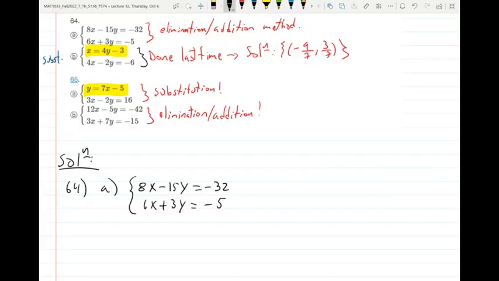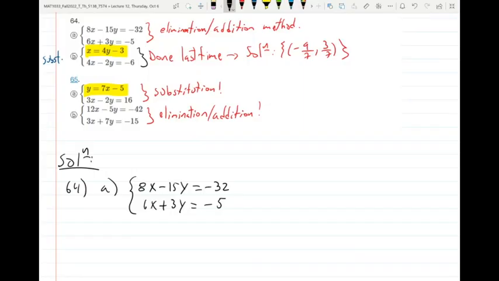In a case like this, for example, it's really easy to eliminate the y. Why? Because notice that here you have a -15 and here you have a 3. And it turns out that 15 is a multiple of 3. So it's really easy to put a 15 in here. What do I need to do to the second equation to have a 15 here? Multiply everything by 5. You're done.